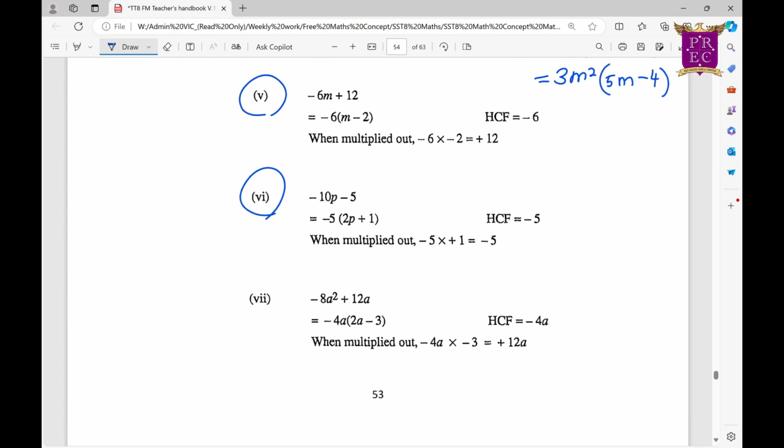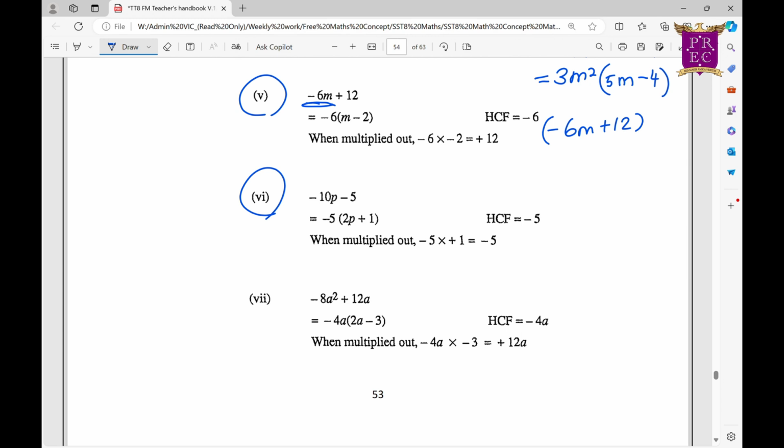And example 5 shows you that the highest common factor can include a negative sign. And typically, this is the case. You want to do this when the first term has a negative symbol at the start of it. You want to get rid of the negative and put it outside the bracket. And so if I write negative 6m plus 12 into brackets, so right now my highest common factor would be negative 6.